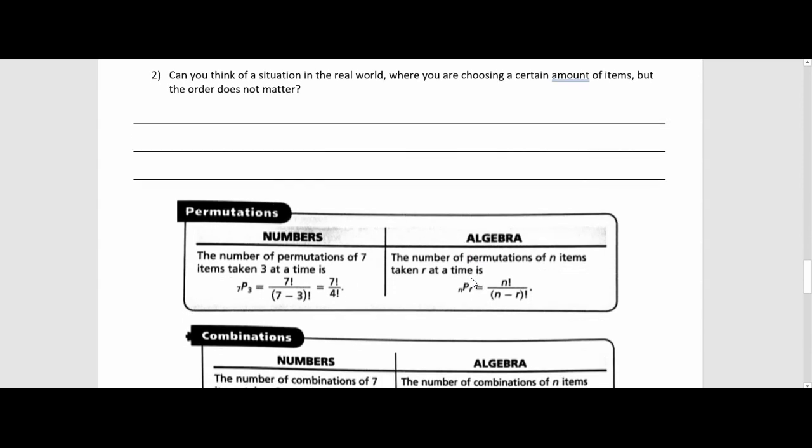Now, let's think about it from a combination perspective. Can you think of a situation in the real world where when you choose an amount of items or amount of people from an overall group, the order doesn't matter? So think about, you have a group of people or a group of items, and you're choosing a certain amount of those items. Is there a time when the order would not matter? Take a second, see if you can come up with at least one circumstance.